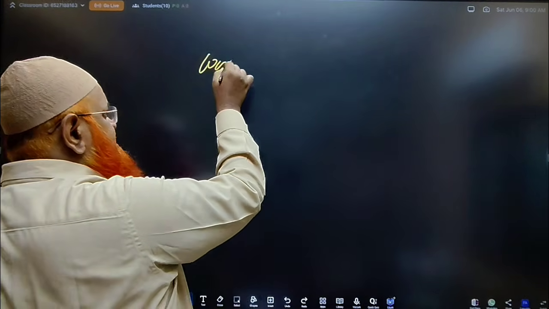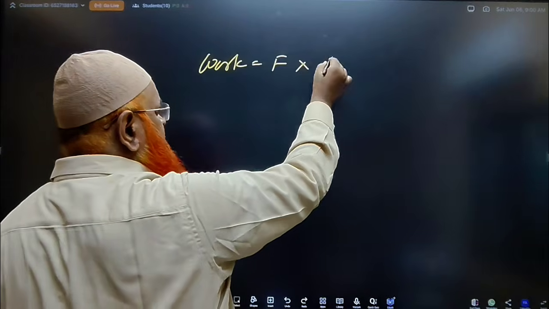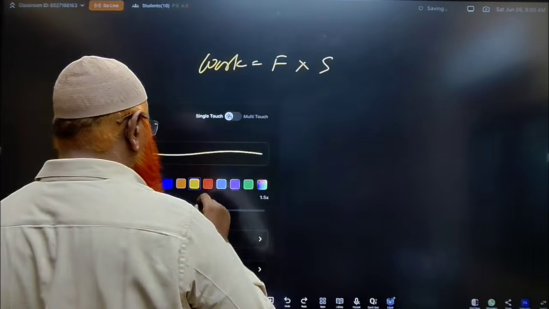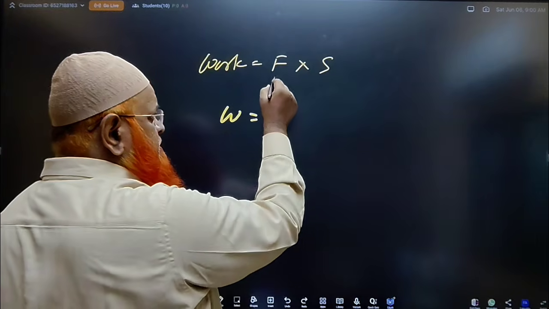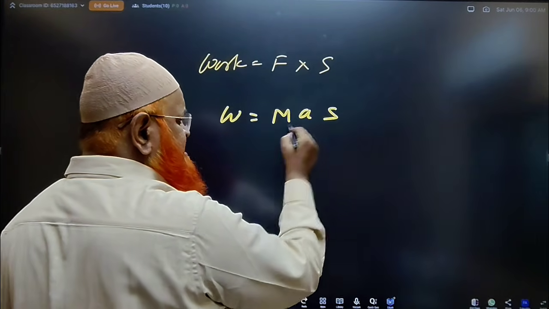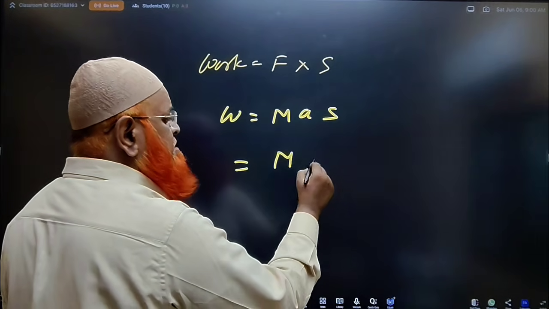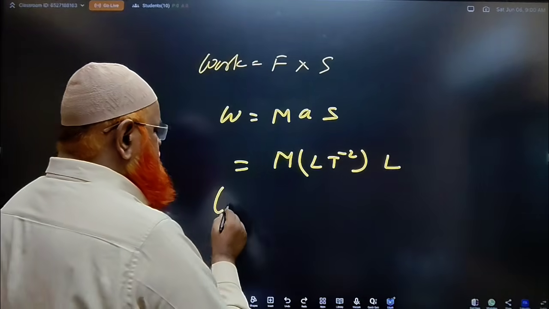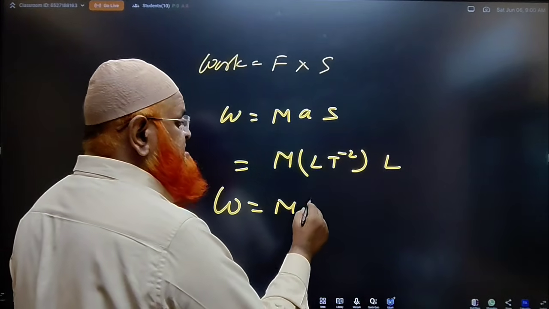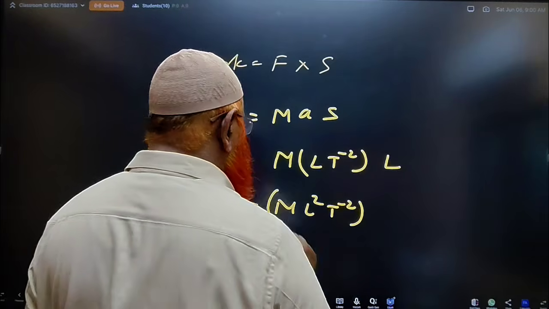Next, work. So what is the dimensional formula for work? It is nothing but force into displacement. So what is the work done? Work done is force into displacement, that is mass into acceleration into displacement. Mass is M, L T power minus 2 is the acceleration, and L here. So therefore the dimensional formula for work is M L square T power minus 2.